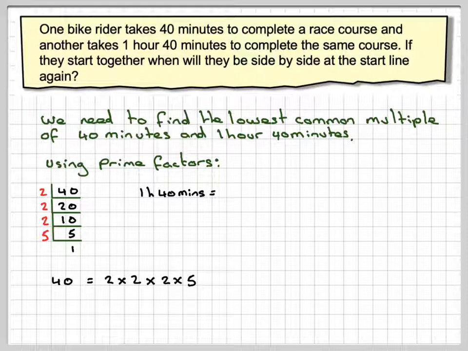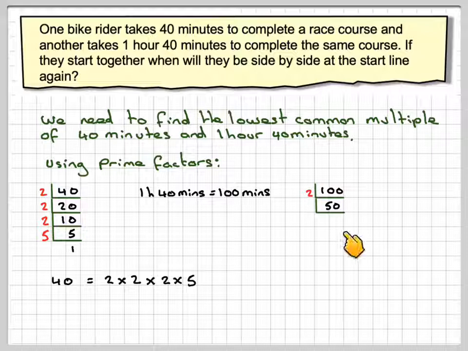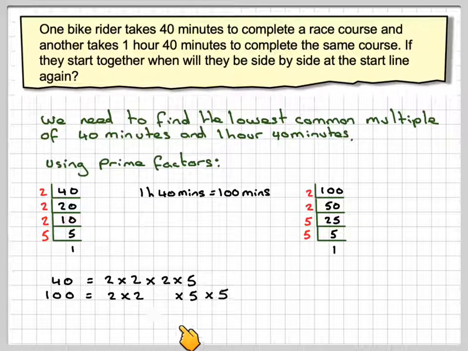And for 1 hour, 40 minutes, we need to change that all into minutes. So it's 60 plus 40, so it's 100 minutes. So 100 minutes, 2 goes into 100 minutes 50 times. 2 goes into 50, 25. 2 no longer goes in, 3 no longer goes in, but 5 goes in. And also 5 goes into 5 one time. And therefore 100 is 2 times 2 times 5 times 5. It's good to line them up and leave spaces.